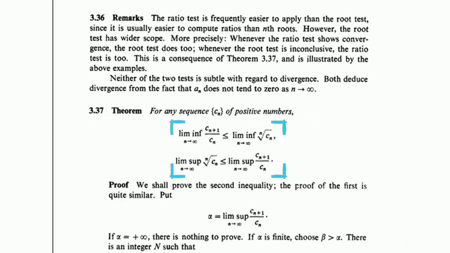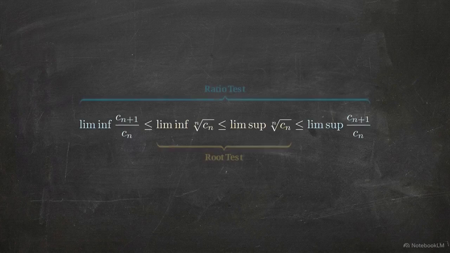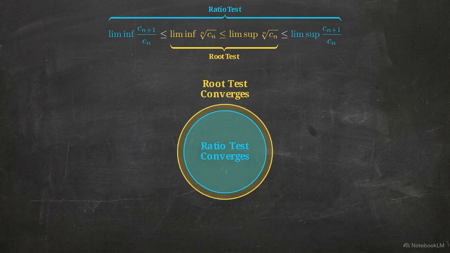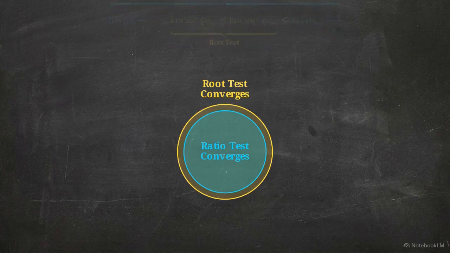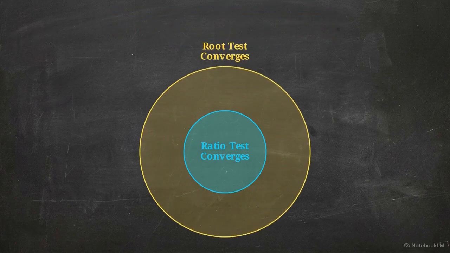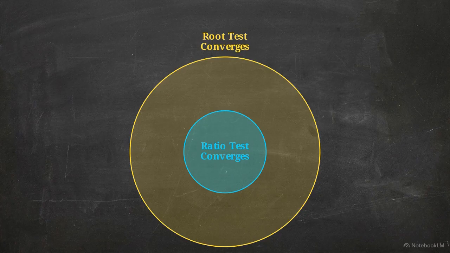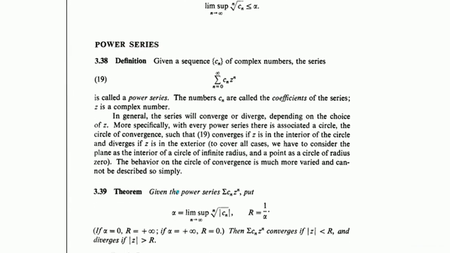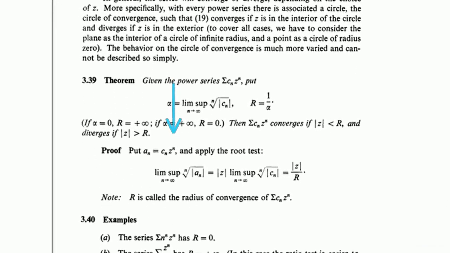The limits of the root test are mathematically squeezed inside the limits of the ratio test. Because the root test's boundaries are strictly tighter, anytime the ratio test shows convergence, the root test will too. However, as we just saw, the reverse is not true. The root test has a definitively wider scope. This scope becomes particularly useful when we introduce power series. By applying the root test directly to the coefficients of a power series, we derive the formula for the radius of convergence, denoted as r, which is simply 1 over our root limit alpha.